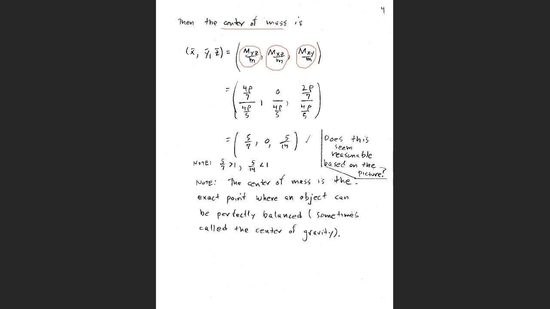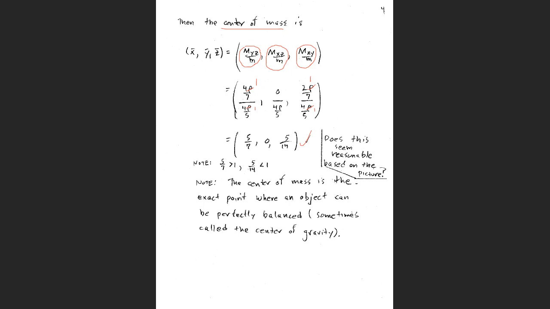Okay, and so you just work out the math here, and the densities simplify out, right? And then you get a concrete point, which is the center of mass. It's 5/7, 0, and 5/14.